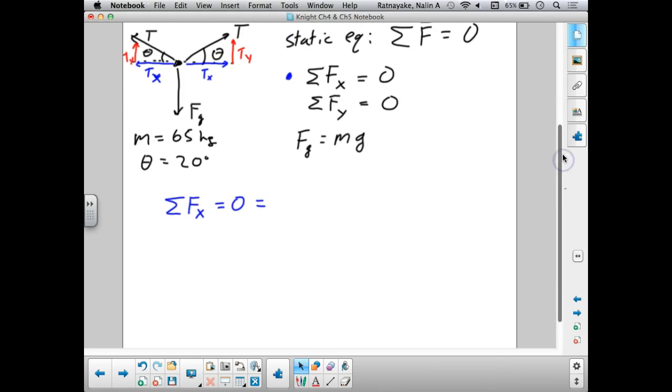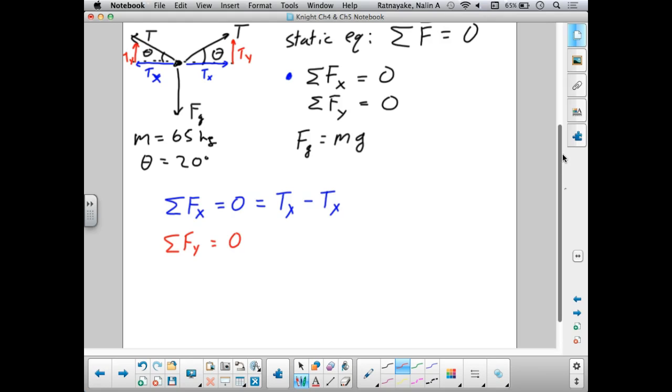Okay, so if I'm going to sum up the forces in the x direction, I want to get Tx minus Tx equals 0. Well, that's not very surprising. Tx minus Tx equals 0. So that's not going to be very useful to me, but let's write it down anyway as a statement of things that we know. Let's try in the y direction.